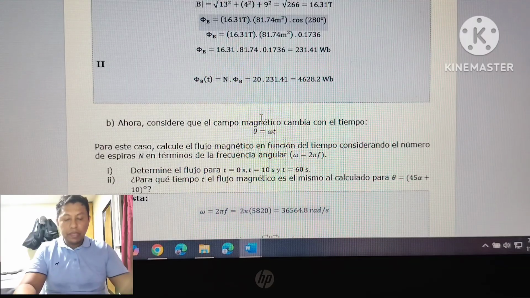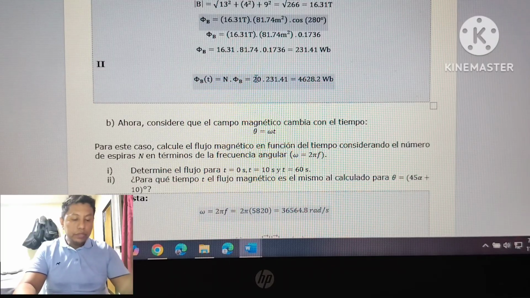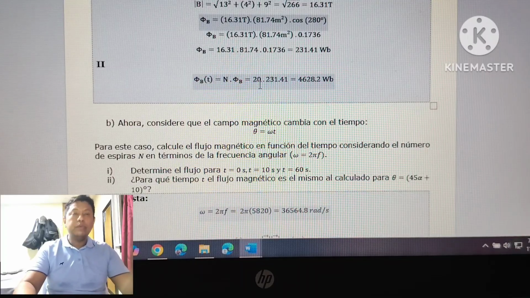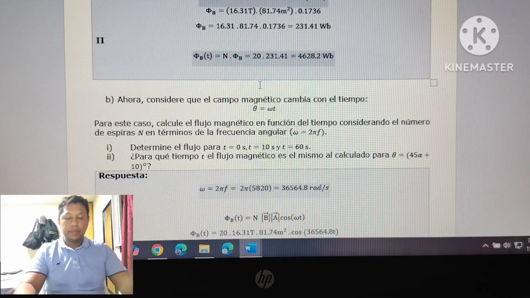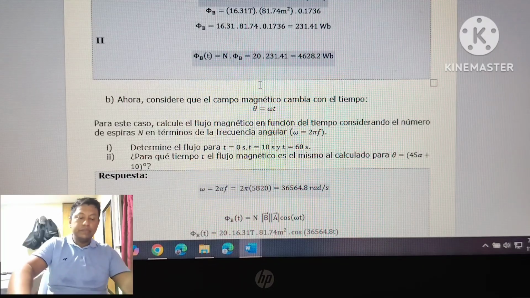Total flux for N equals 20: phi total equals 20 times 231.41, resulting in 4,628.2 webers.